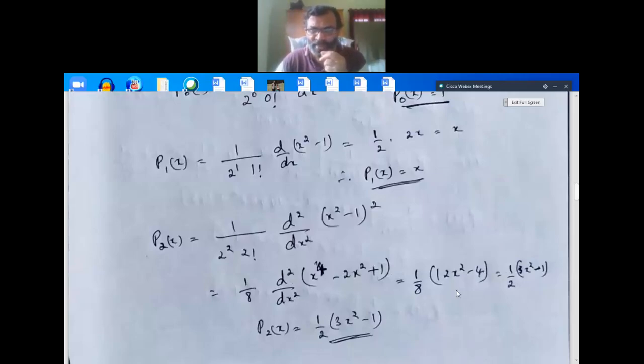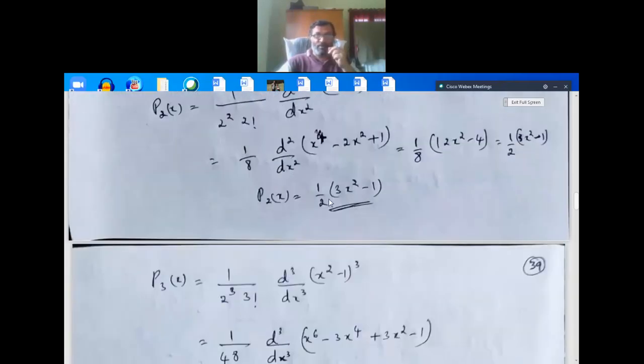So 1 by 8 into this. What I do here is remove 4 outside. If I remove 4 outside, 4 by 8 gives 1 by 2, so 3x squared minus 1. So P2 of x is 1 by 2 into 3x squared minus 1, again the same formula that you have derived. Okay. Now P3 of x.